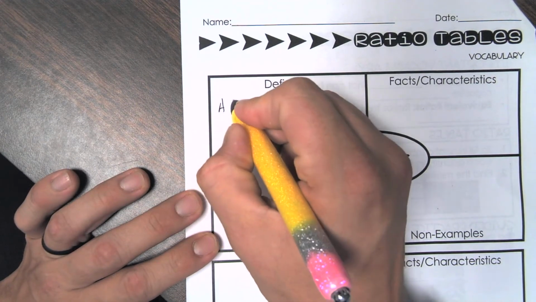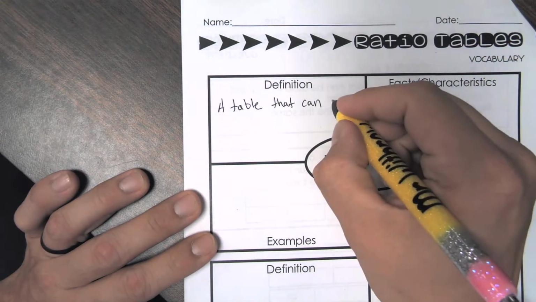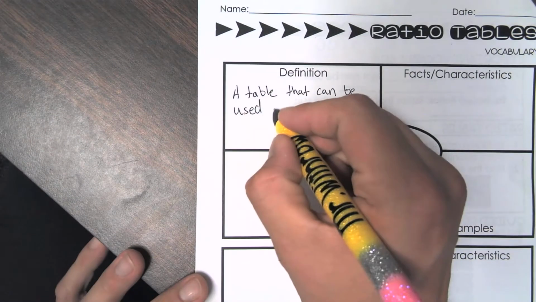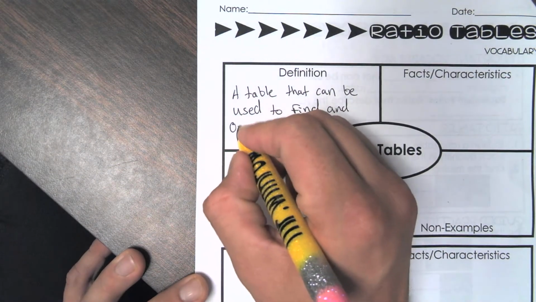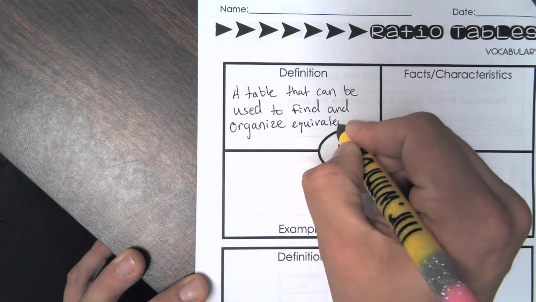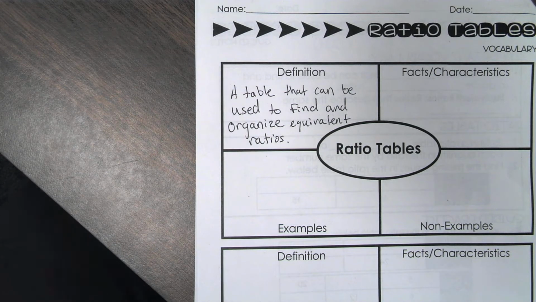Now, a ratio table is a table that can be used to find and organize equivalent ratios. So we're basically going to be taking a bunch of ratios that are already written out for us and put them into a table. And I'll explain how that works and how we're going to go from there. So basically it's just a table that can be used to find and organize equivalent ratios.